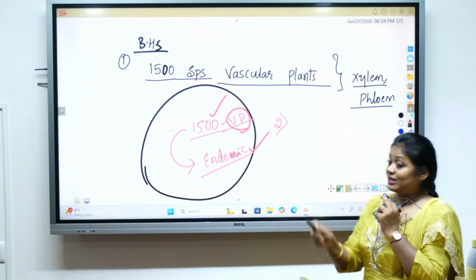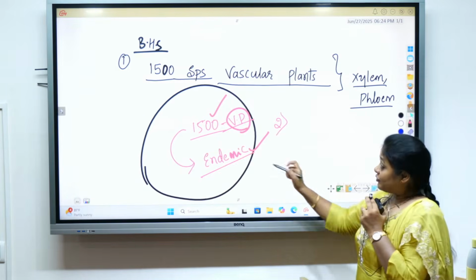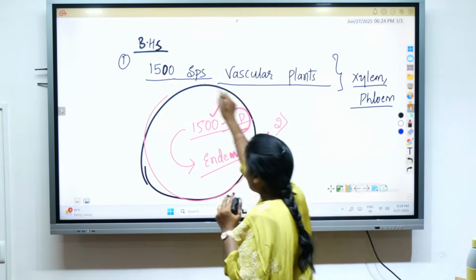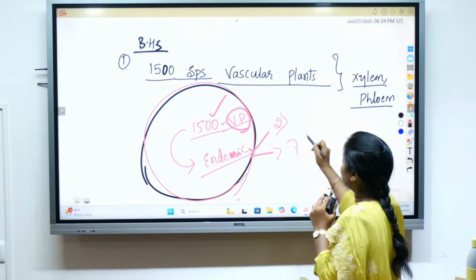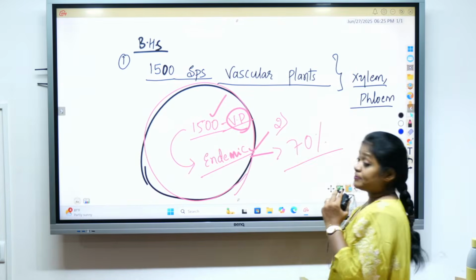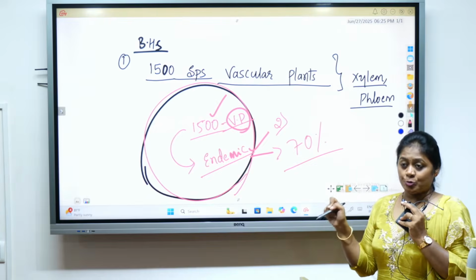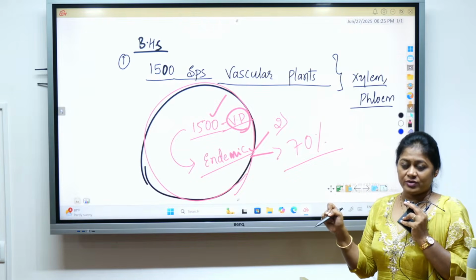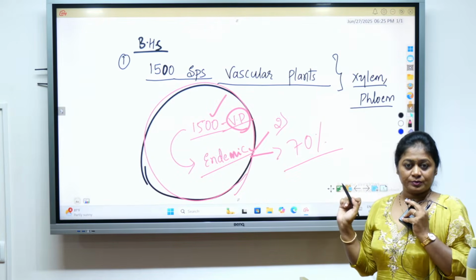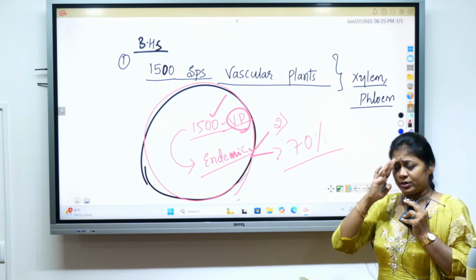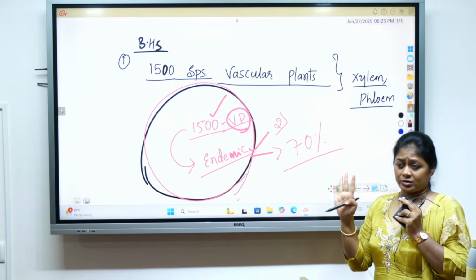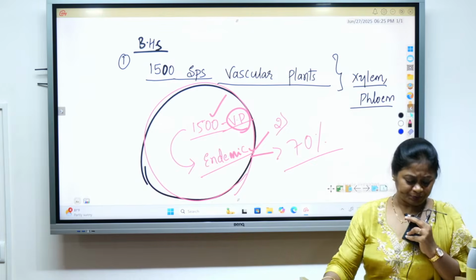Here they fix the criterion that if an ecosystem has lost 70% of its species, then that area should be considered a biodiversity hotspot. Understood? These 2 points are repeated a lot in exams, including state exams. Write down.